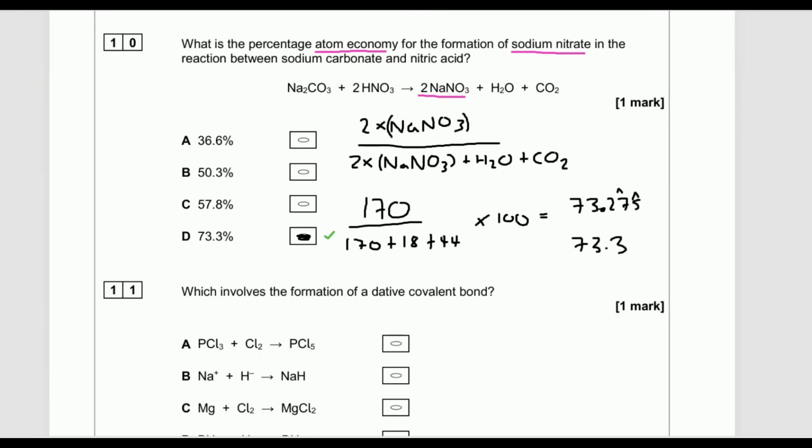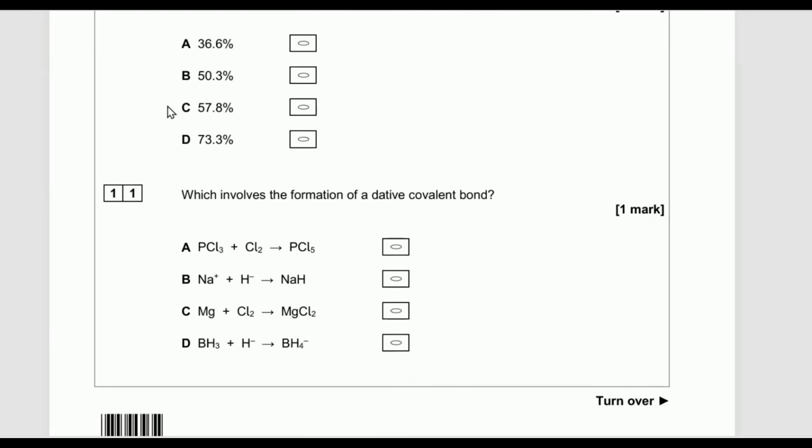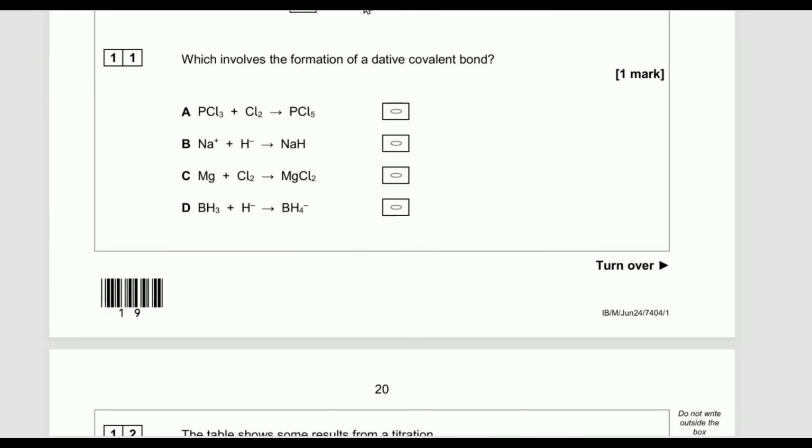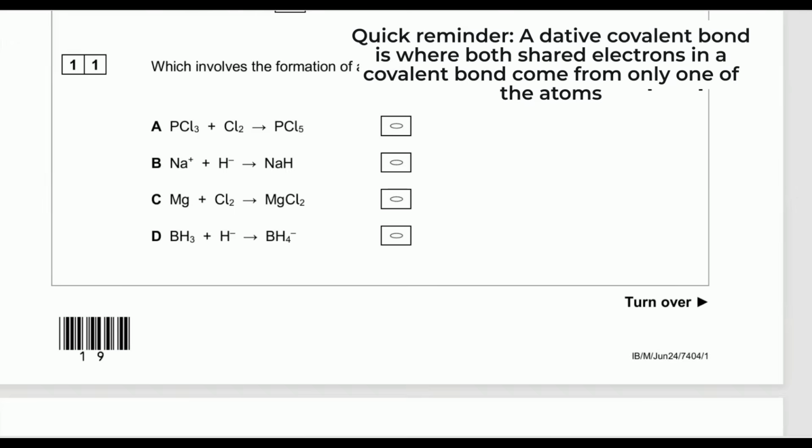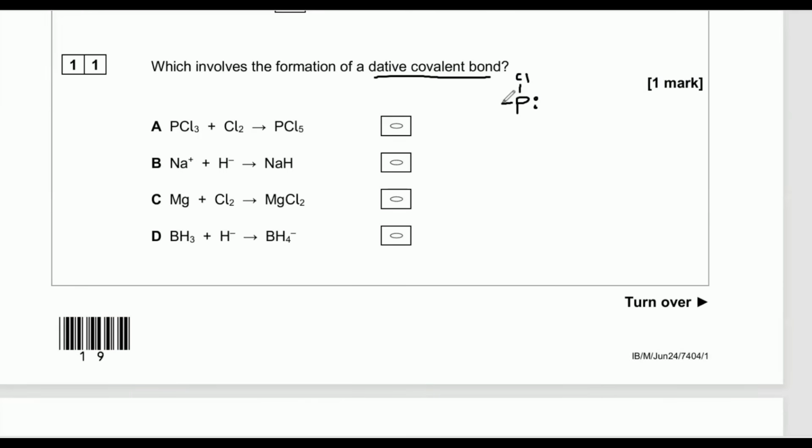All right, let's zing to the next question. So, which of these involves the formation of a dative covalent bond? Just a quick reminder, a dative covalent bond is where both of the shared pair of electrons come from just one atom in the covalent bond. So, let's check this out here.